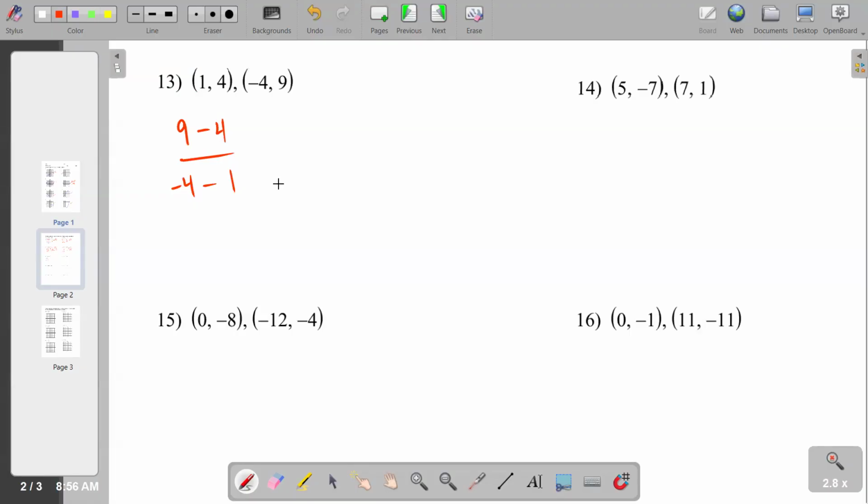So for your notes, remember 0 on top is 0, 0 on bottom is undefined. For number 13, it's going to be 9 minus 4 on top, negative 4 minus 1 on bottom. And then I math. 9 minus 4 is 5. Negative 4 minus 1 is negative 5. A positive divided by a negative is a negative. And what's 5 over 5? So it's negative 1. How are we doing so far?